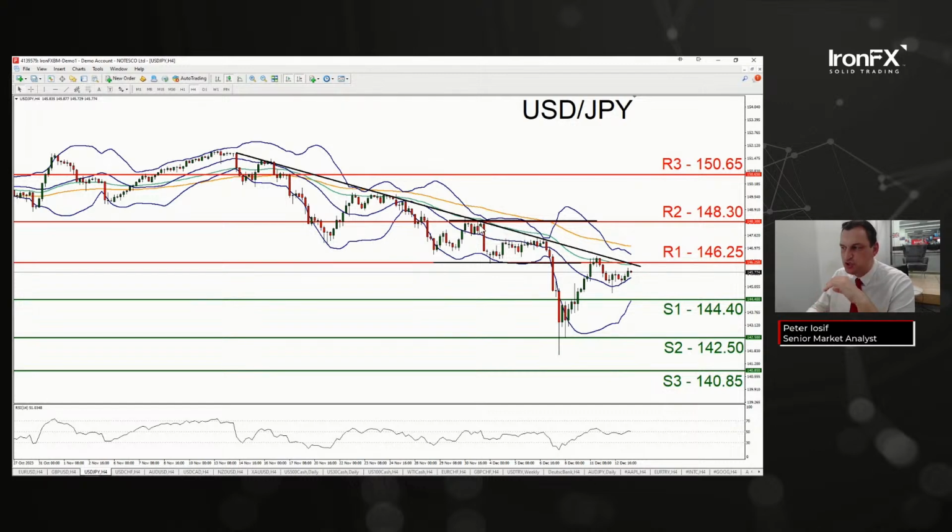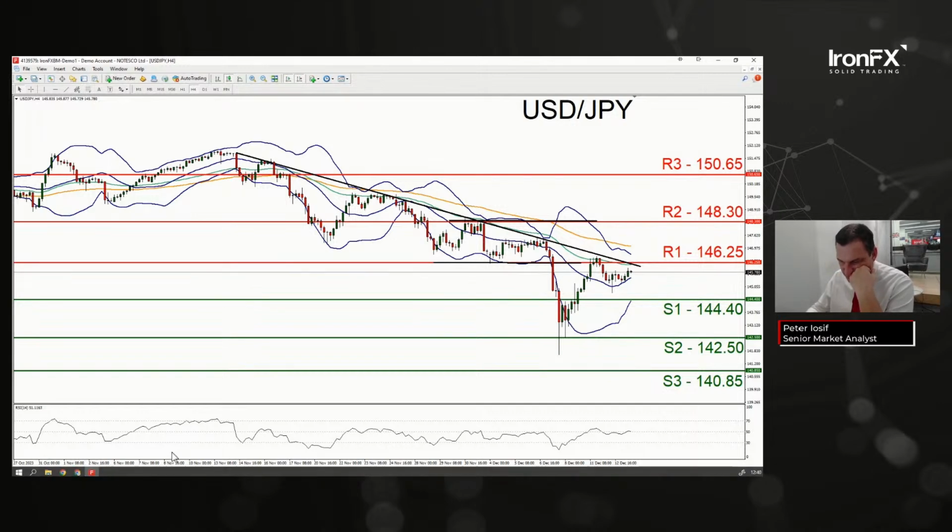On the other hand, should the Fed actually fail to impress the markets and sound more cautious, which could verify the market's expectations about consecutive rate cuts in the coming year, we may see the pair dropping, breaching the S1 144.40, and start aiming for lower ground. Okay, let's have a look at AUD/USD.